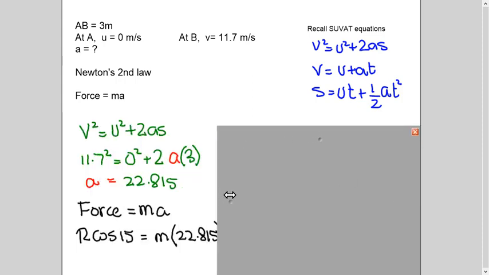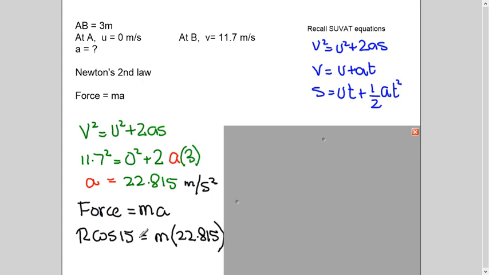Okay. So I am substituting the value of V. I'm substituting the value of U. This is point A. This is point B. See, I wrote down the information here. After that, distance was 3 meters. So I got acceleration 22.815 meters per second squared. Okay. And then I'm using Newton's second law: force is equal to ma.